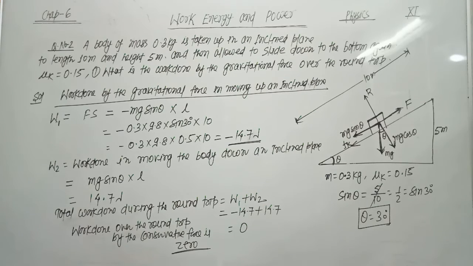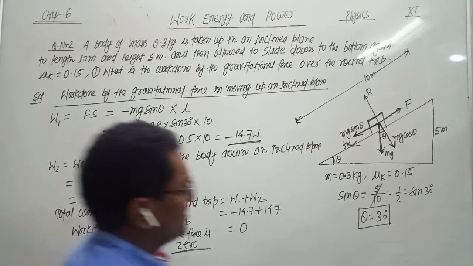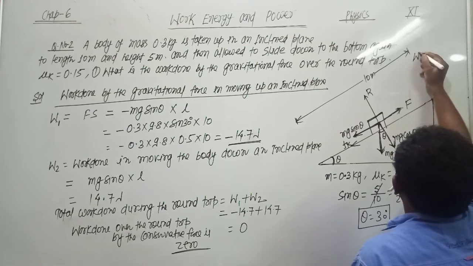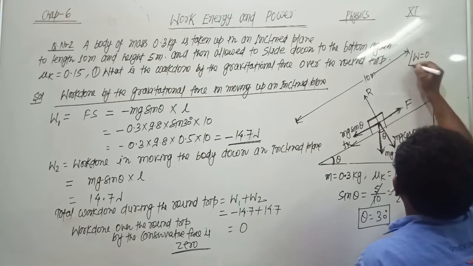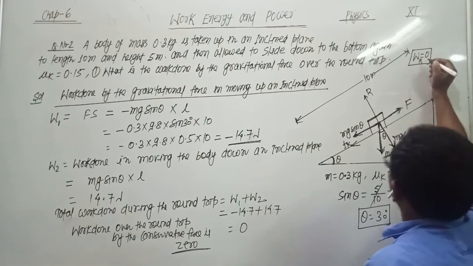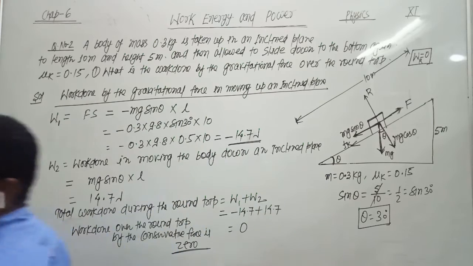This was the first part of the question, work done over the round trip. Work done over the round trip equals 0.